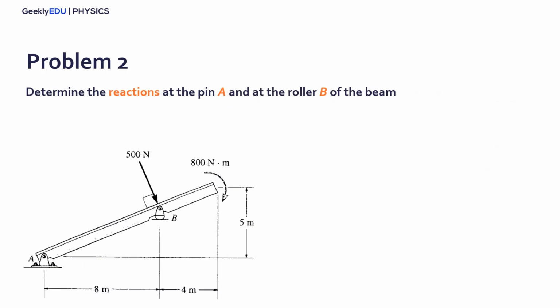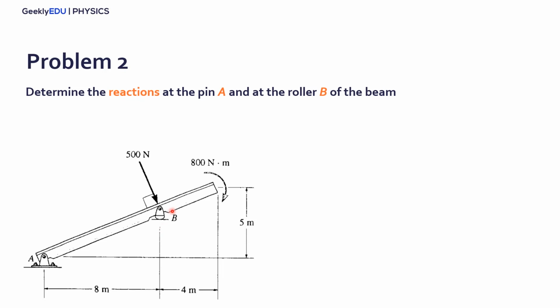So here we are with our problem number 2. For this problem we have a beam, this inclined beam, with a pin at A and a roller at B. We have this force here acting on the roller and this torque that's been applied on the end of the beam. We want to calculate the reactions at the pin and the roller.